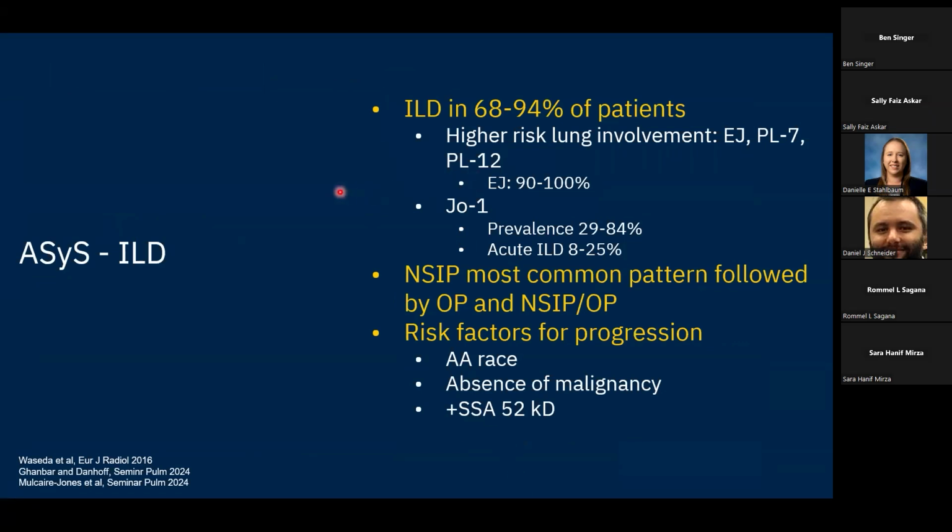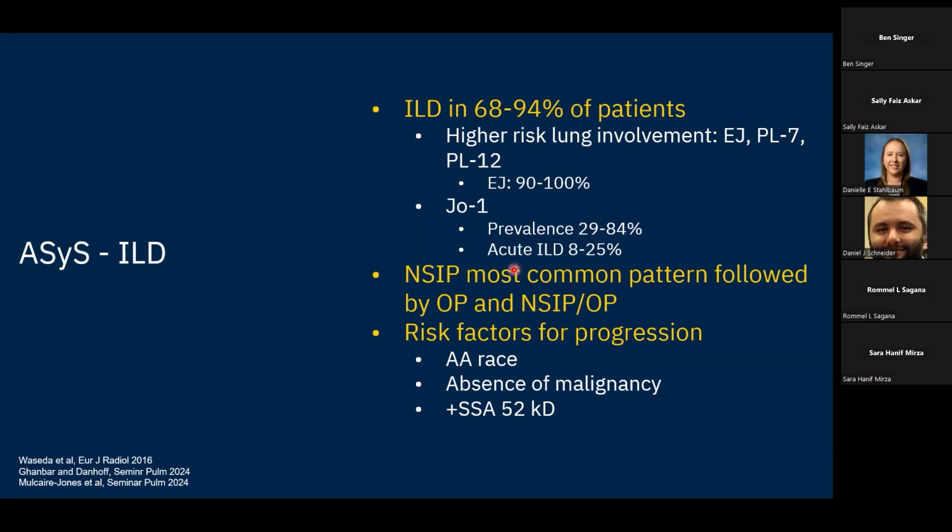Interstitial lung disease in antisynthetase syndrome can involve, again, a wide range, percentage of populations. The risk depends on your individual antibody. Again, EJ antibodies have the highest risk, followed by PL7 and PL12. We see a lot of Jo1 positive patients as well. Jo1 is the most common antisynthetase antibody. It occurs in about 1/4 to 1/3 of patients with antisynthetase syndrome. And the prevalence of ILD, depending again on the study, is quite variable.